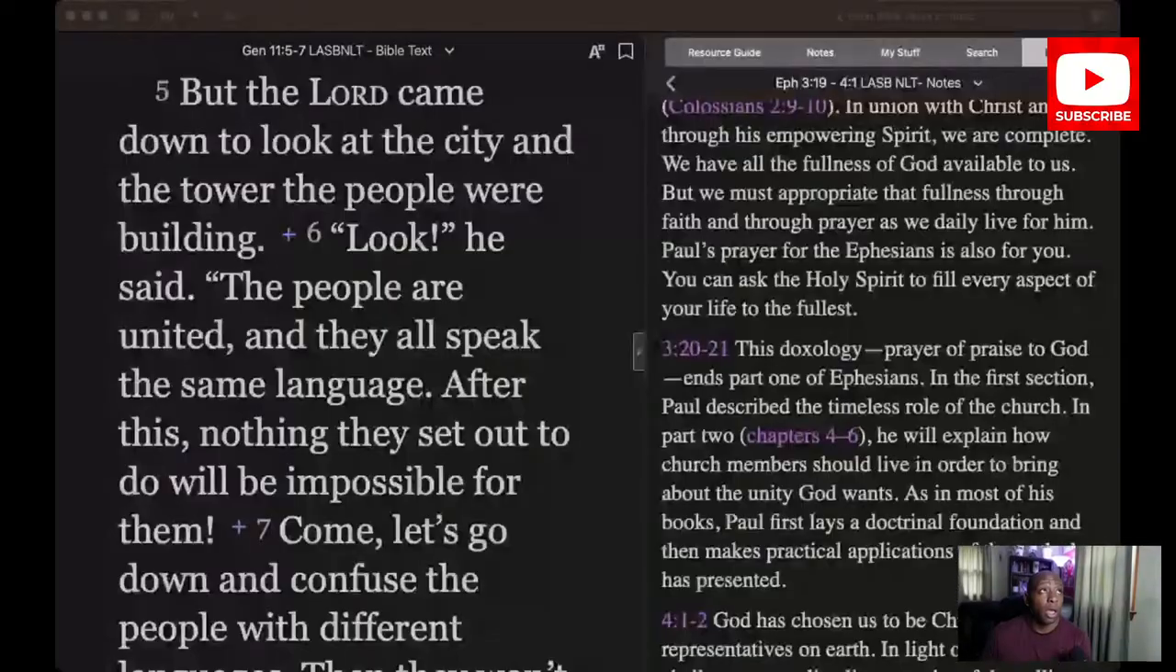Let's read Genesis chapter 11, verses 5 to 9. If you can open up your Bibles to that, and we'll begin to read.